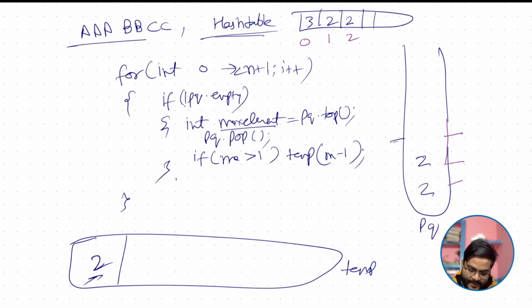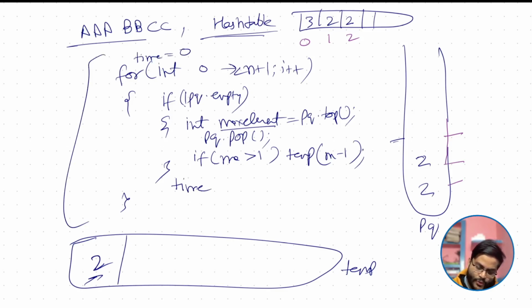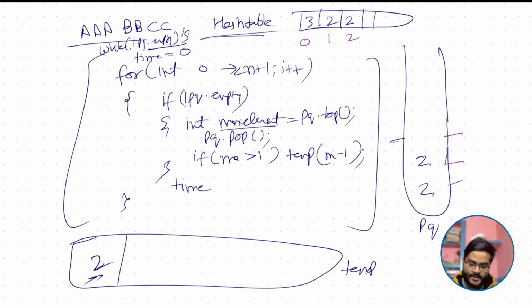And I will increment my time. Initially I will take time as 0. We will do this inside the while loop, while my priority queue is not empty. So until my priority queue has elements, we will run this. At every cycle, I will perform one task and put the other tasks in temp. So I will keep doing this.